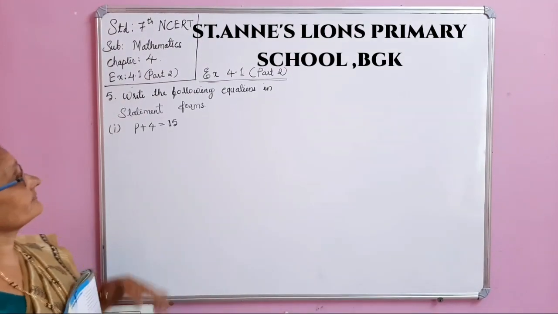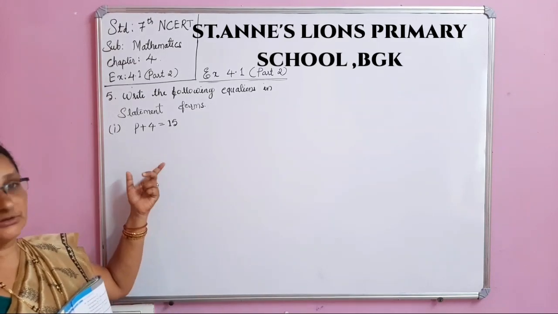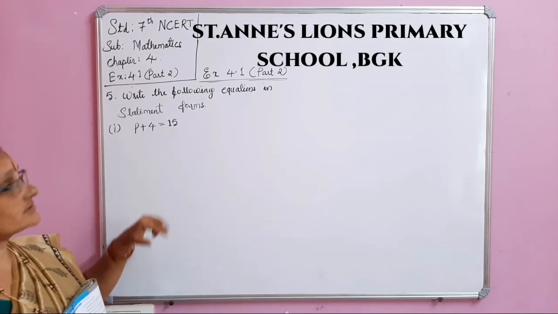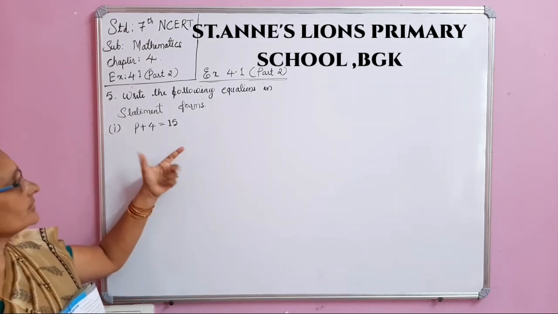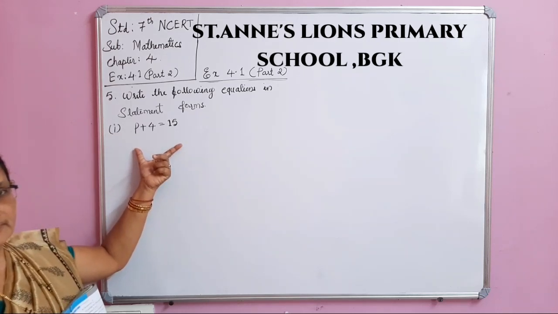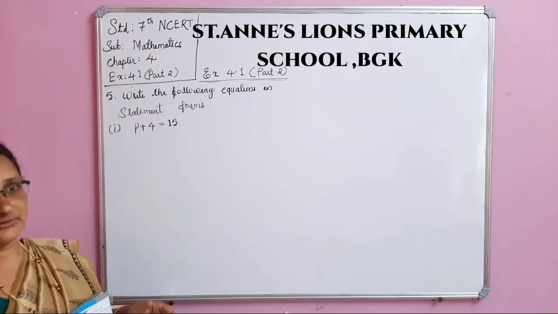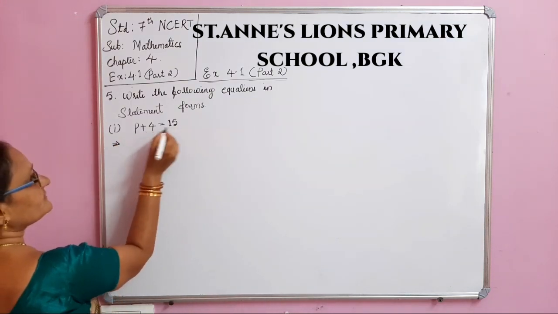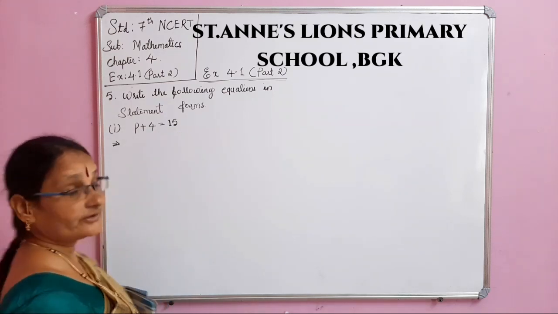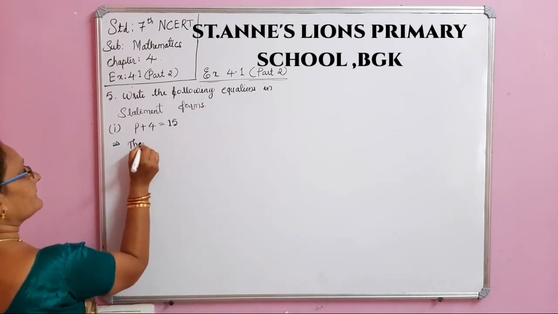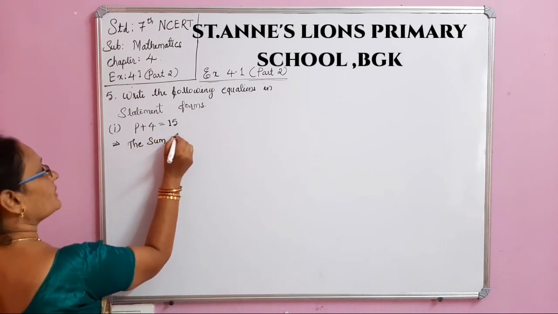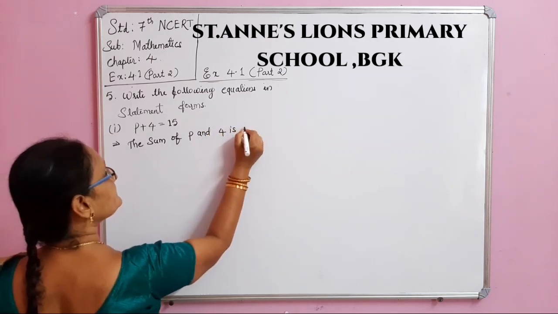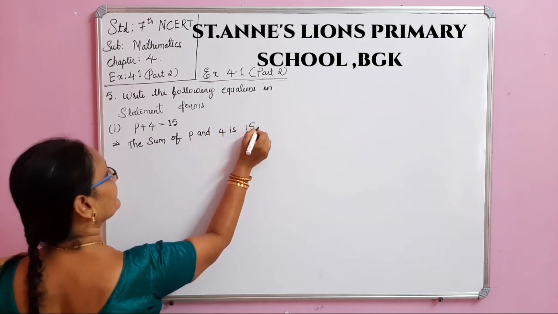Now the fifth main is just opposite of the fourth main. In the fourth main, they have given the statements. We wrote the equation. Now, equation they have given, statement we have to write. Okay. So, the first statement we will write p plus 4 equal to 15. How can you write? The sum of p and 4 is 15.